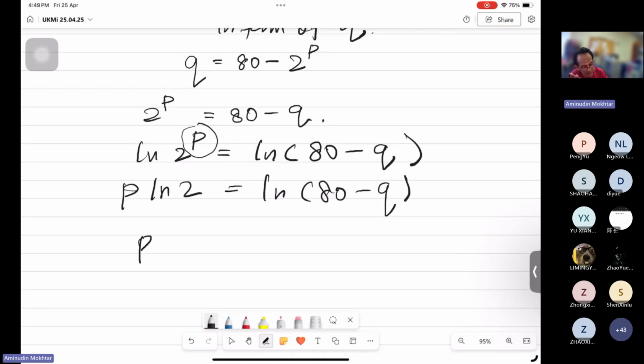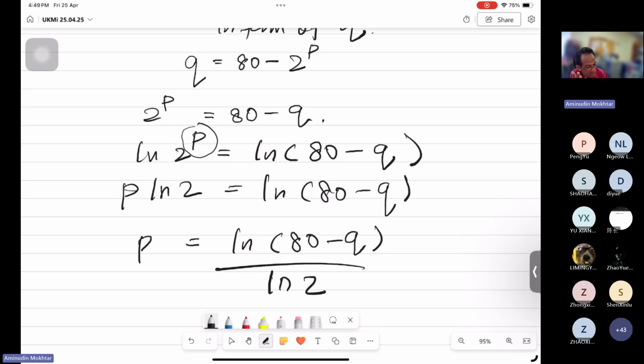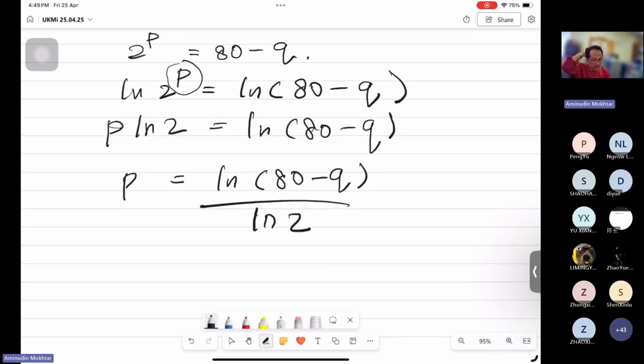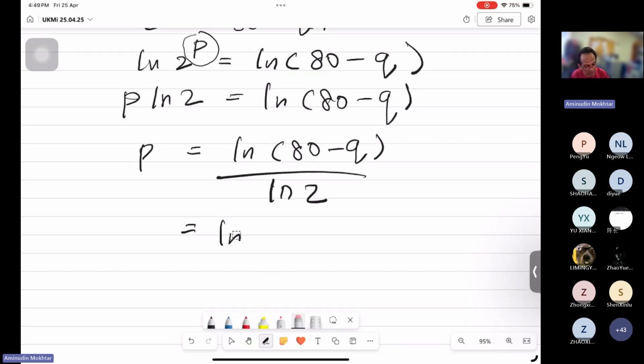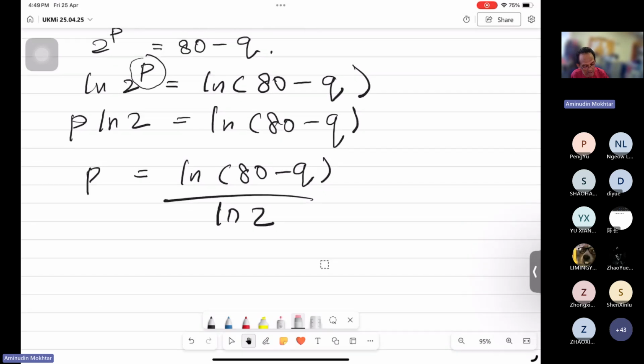So what is P? We can write P equal to ln of 18 minus Q, divided by ln 2. We cannot open the bracket. So this is the answer. This is the demand function in term of Q. That's the answer.